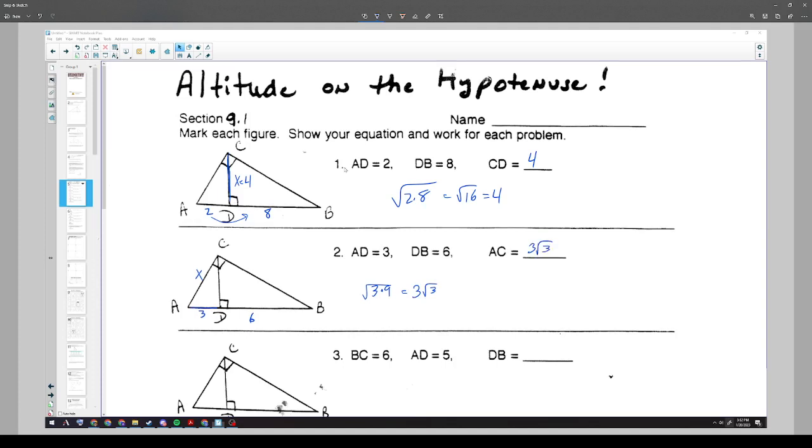And then we'll look at one more since it's on the page here. BC is 6, AD is 5, and we want to find DB. So we know that 6 is the mean of this one and the entire hypotenuse, but we don't have that part here. So what would we do?